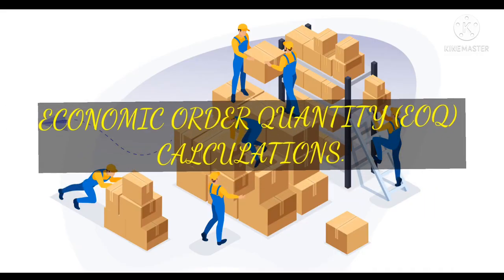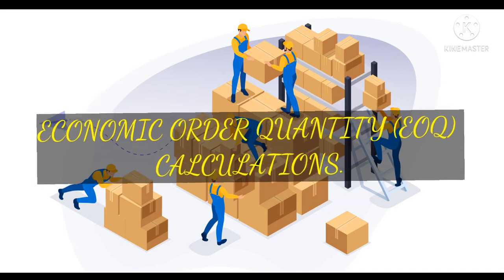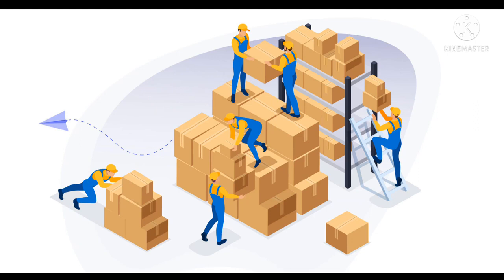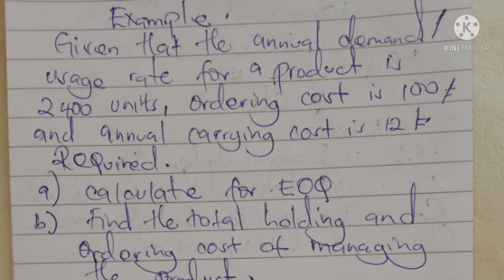Let's look at the economic order quantity calculations, which is EOQ. The example goes like, given that the annual demand or the usage rate for your product is 2,400 units and the ordering cost per unit is 100 shillings and the annual carrying cost per unit is 12 shillings, required, they want us to calculate the economic order quantity, which is EOQ, and then find the total holding and ordering cost for managing the product.